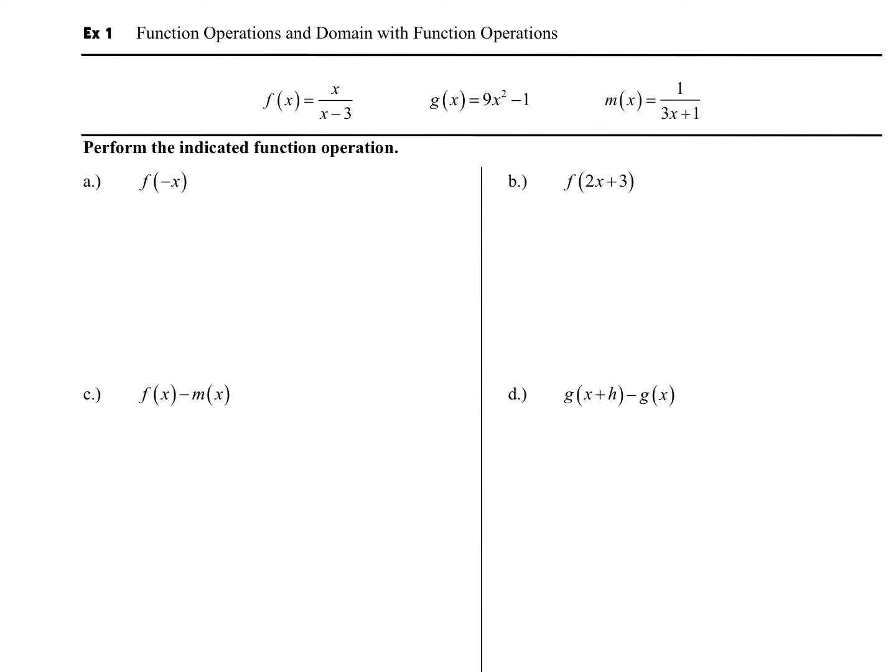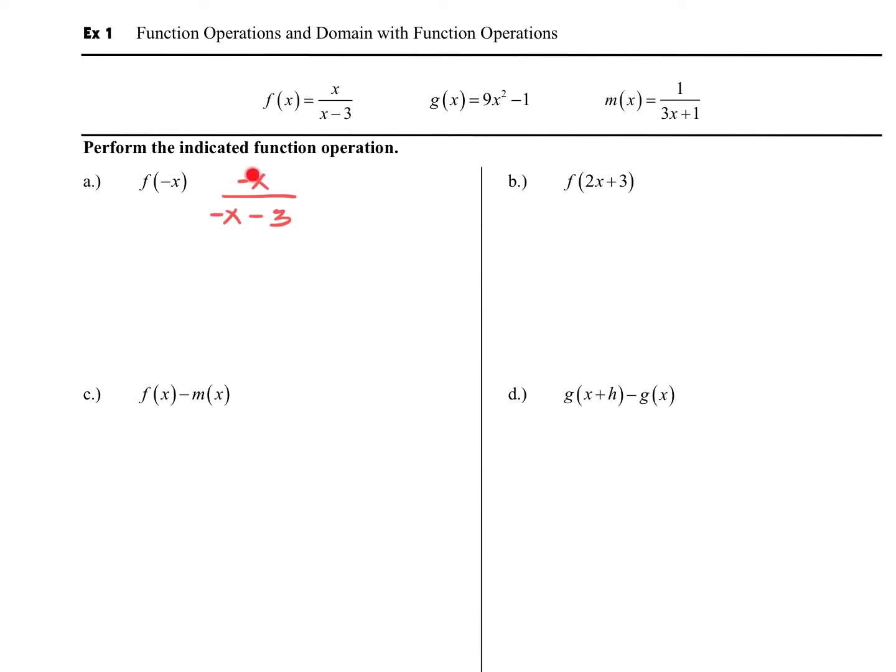A is really, really simple, but does have some elements that we want to pay attention to. We want to first look at the f of x function, and it's specifically telling us to take everywhere we see an x and replace it with this negative x. So when I start writing this out, everywhere that I see x, both here and here, I'm going to replace that with a negative x. And in the denominator, I'm going to put a negative x minus 3. So the negative 3 is going to stay the same.